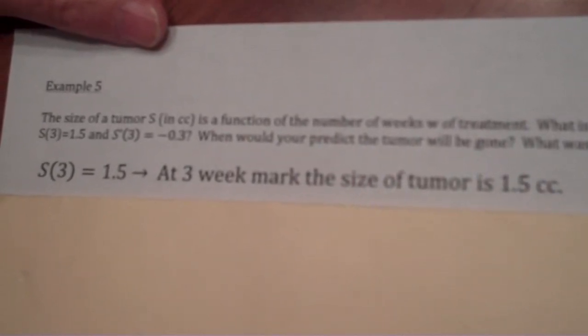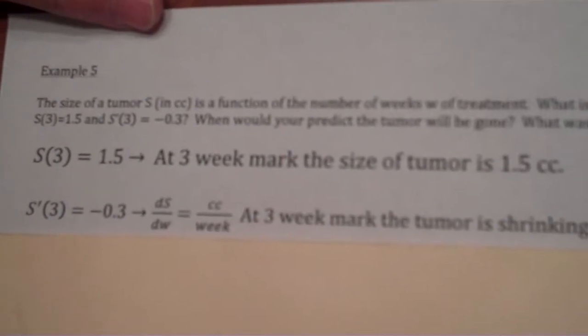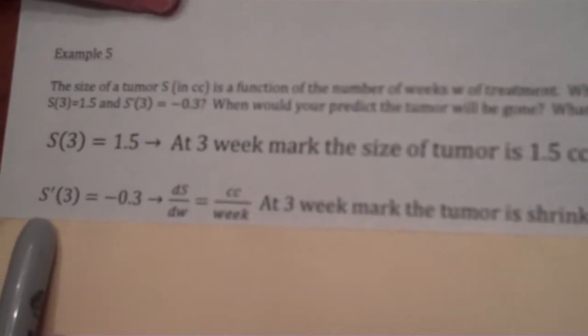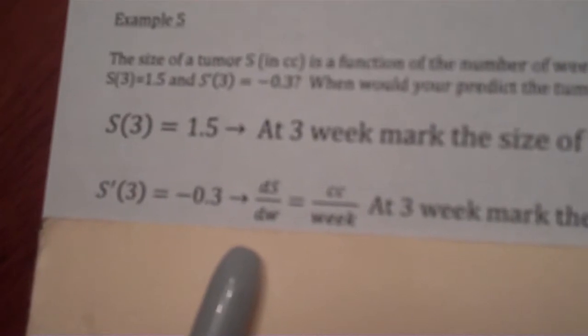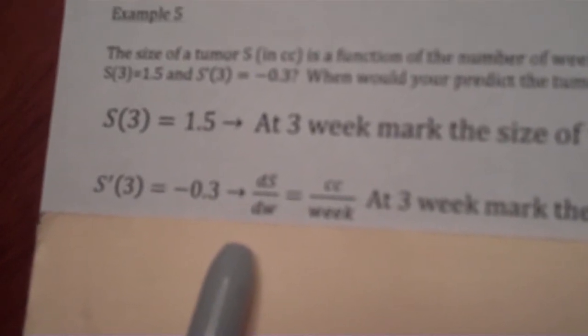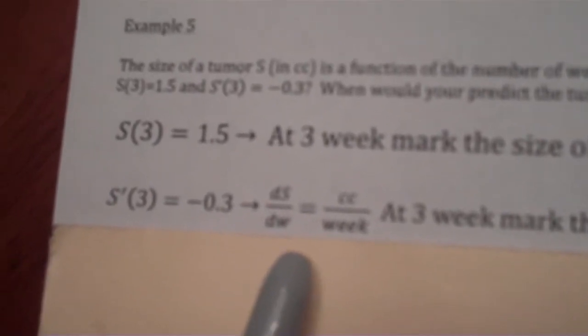How about that second piece? What is the meaning of S prime of 3, or in other words, what is the derivative at 3 equals negative 0.3? Well, first of all, you need to think about your Leibniz notation. Think of it as ds over dw, or kind of like the change in S over the change in W, just like you do with slope. The units are cc's per week.